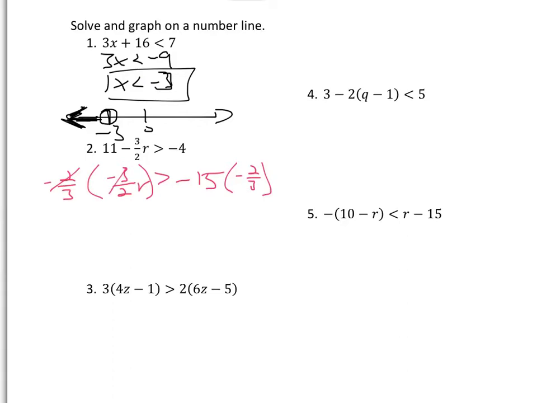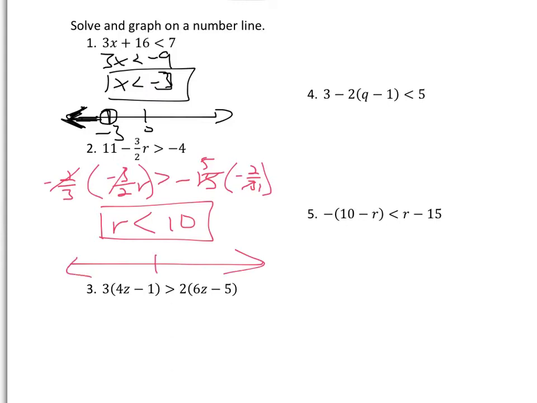Okay, so these would cancel each other out. R is going to be less than, remember we multiplied by a negative number, which means you have to flip the sign. Multiply this out, you can just cross cancel. This becomes 5, this becomes 1, and you're going to get negative times a negative. It's a positive, so r is less than 10. All right, once again, to graph it, we'll put 0 on there, we'll put 10 on there, open circle, r is less than, so shade to the left. Looks just like that.